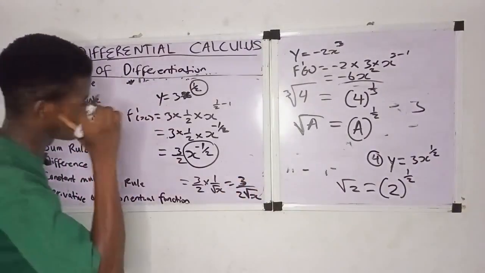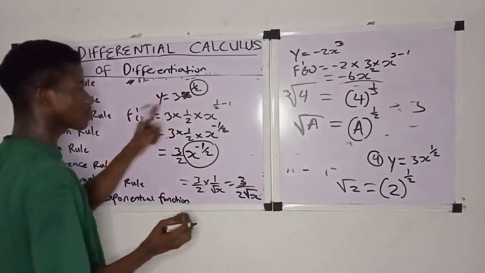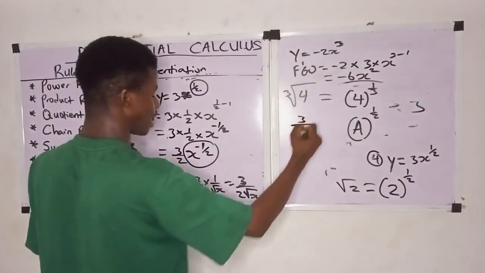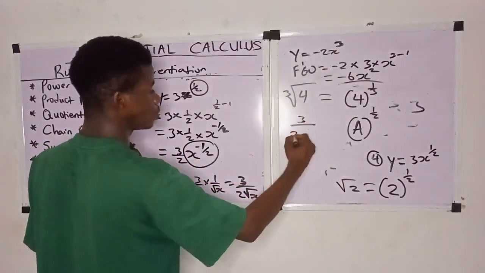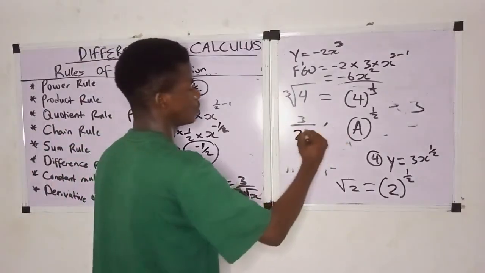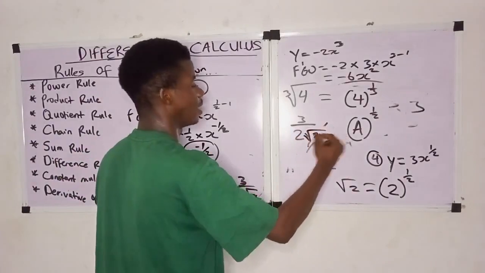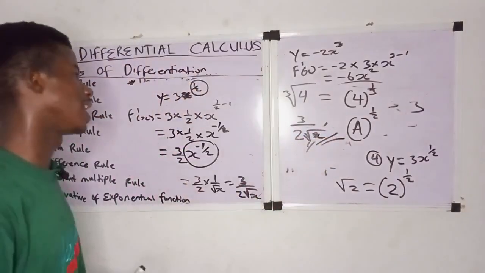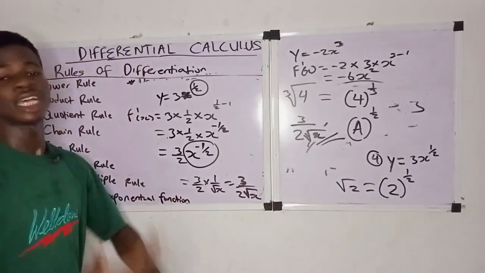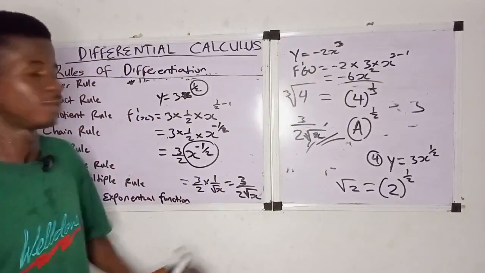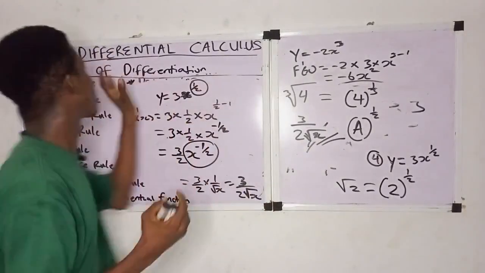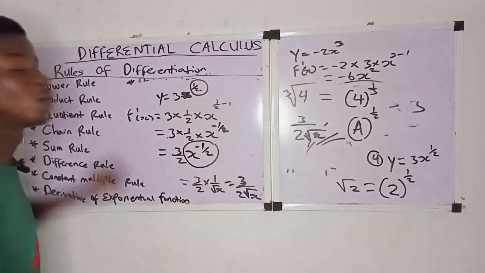So our final answer is what? Our final answer to question 4 is 3 divided by 2 root x, right? So this is our final answer. So that's how you solve questions under the power rule. Okay, it's very, very easy. Just that some questions are complex, you just need to simplify them. Okay, yes. And let's move to the next aspect of differential calculus, which is the product rule.